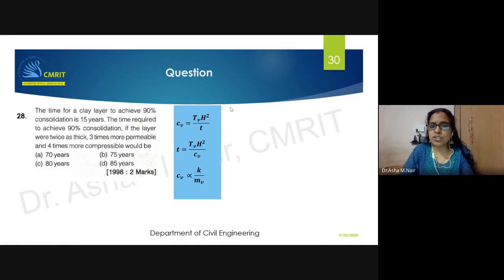Cv is equal to Tv into h squared by T, or T, because we always deal with T. So T is nothing but Tv into h squared by Cv. So this is the value.